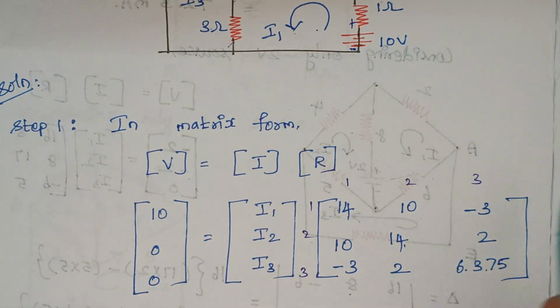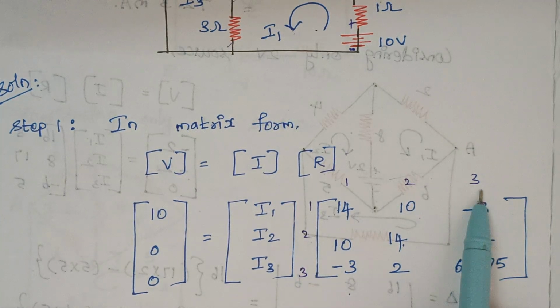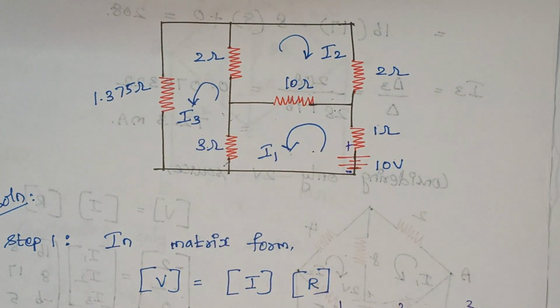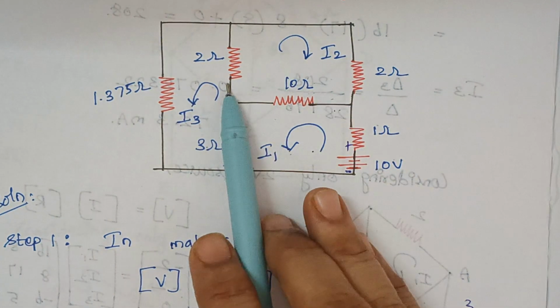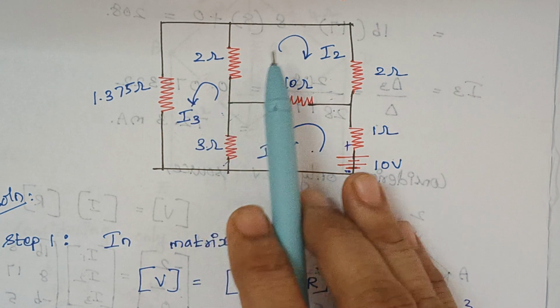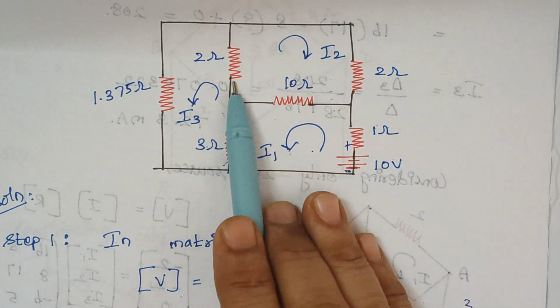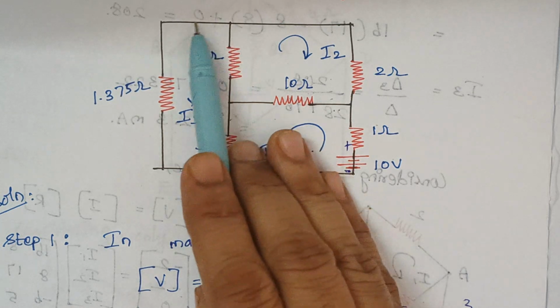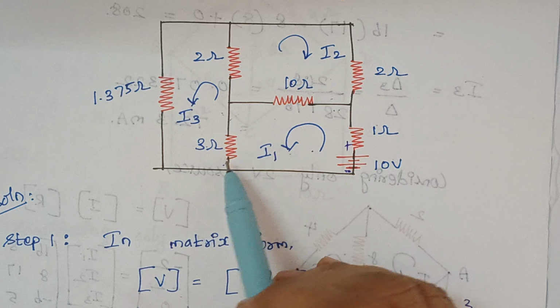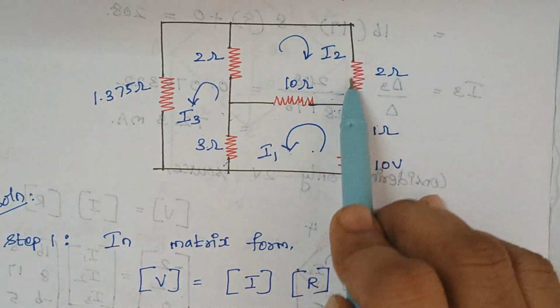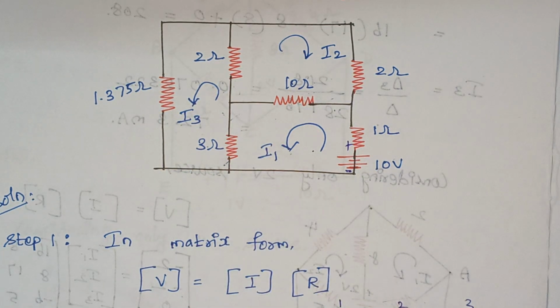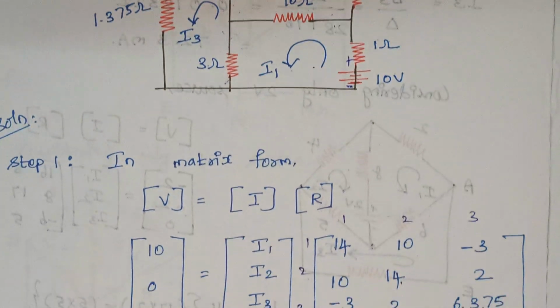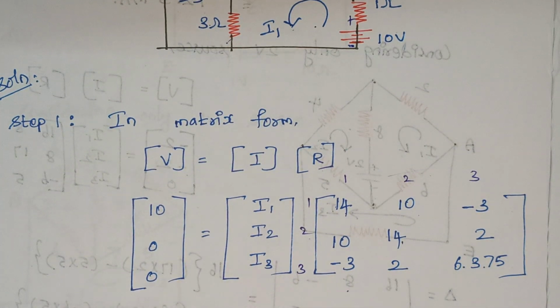The next thing is the element common between loop 2 and loop 3. When you look back, this is loop 2 and this is loop 3. Which is common? Again, this 2 ohm is common. Now look at the direction. I2 flows in this way, and I3 also flows in exactly the same way. Therefore it is plus 2. So finally we have framed the matrix representation.